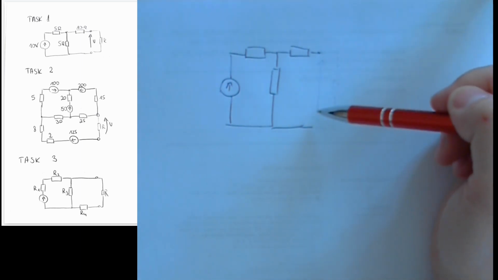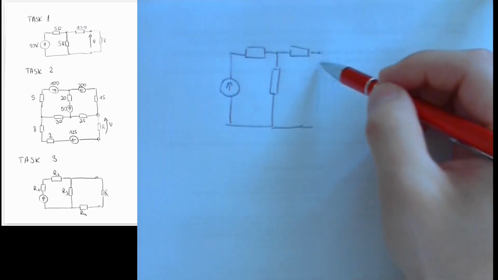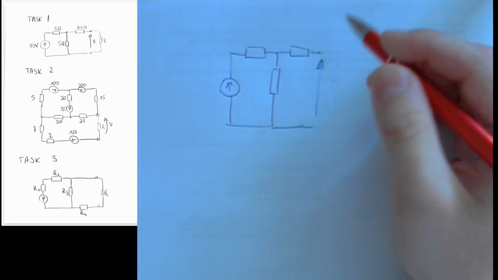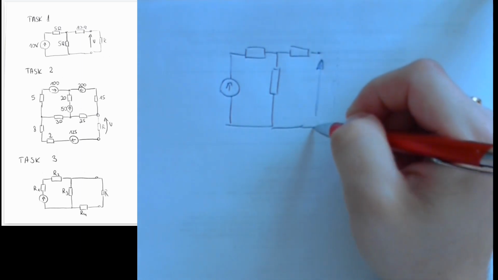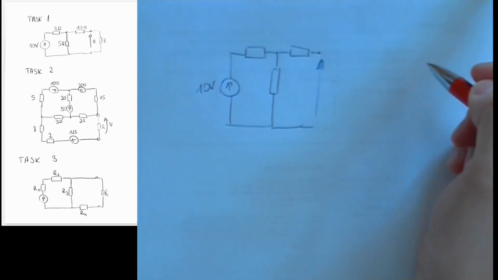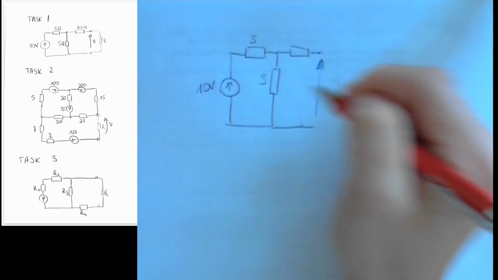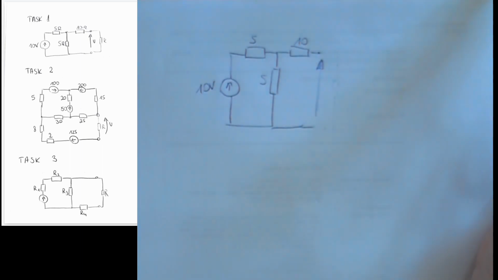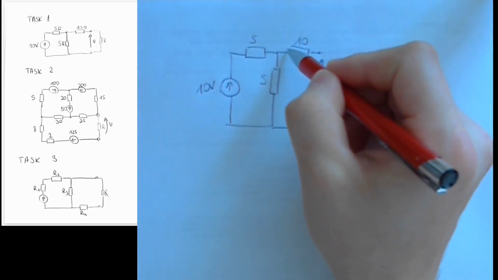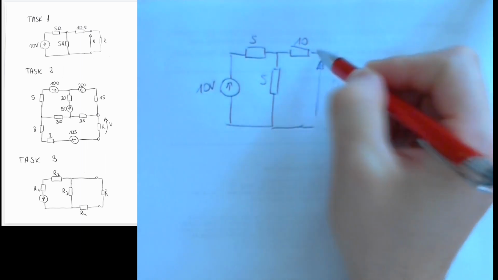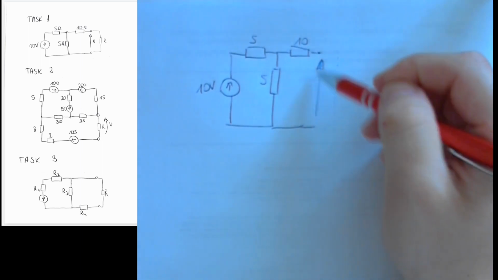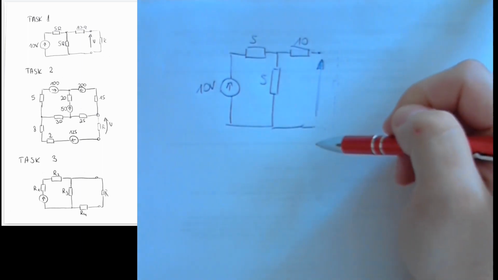So first, what we are doing is we are checking what is the voltage here in case of open circuit. So what we know is that we have a 10 volt source, two 5 ohm resistors, and one 10 ohm resistor. In case of open circuit, there is no current flowing in this branch or in this one, because of course the circuit is not closed here, so current has no way to flow.